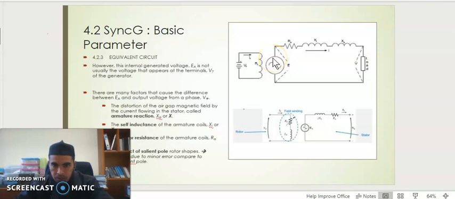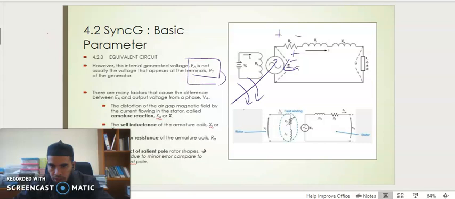Okay, next, the EA here is the product of when we turn the shaft connected to the external rotating mechanism, we produce EA. But the internally generated EA is not the voltage that appears on the terminals, VT. So this should be well known, because EA will drop on the way to the VT.